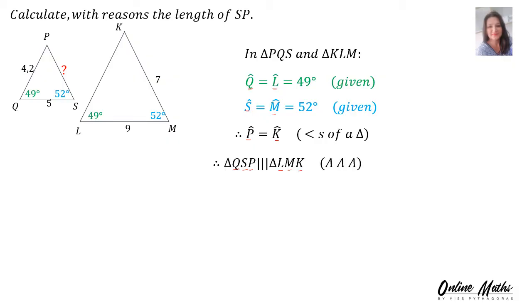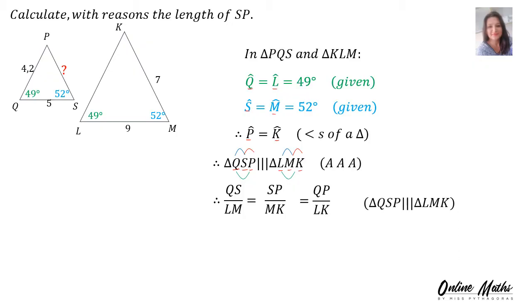So now that I know that the two triangles are similar, I can write down the ratios, and I do the McDonald's bit. So that means you can say that QS over LM is equal to the ratio SP over MK is equal to the ratio QP over LK. And your reason is because the two triangles are similar. So we are looking for the value of PS or SP. So it's this one.